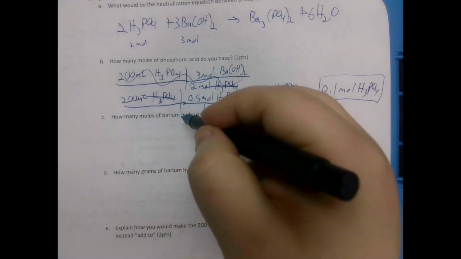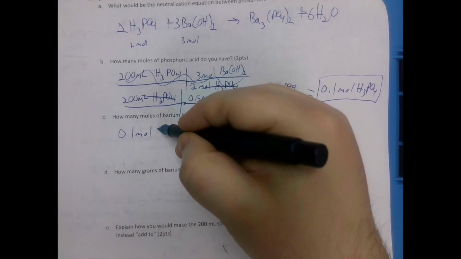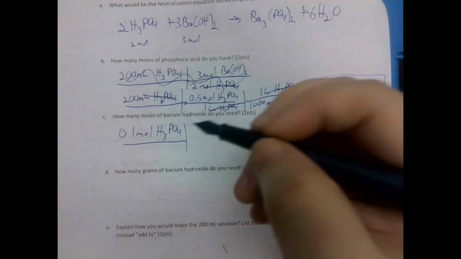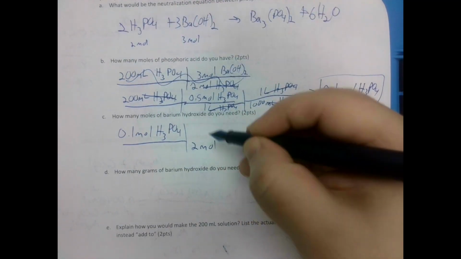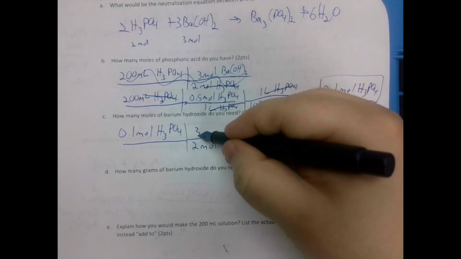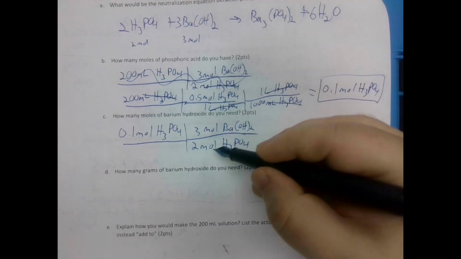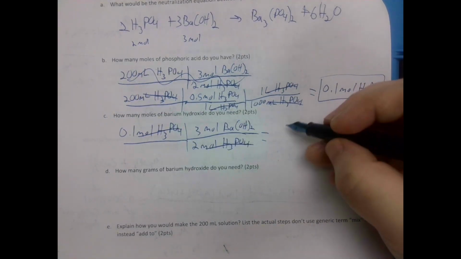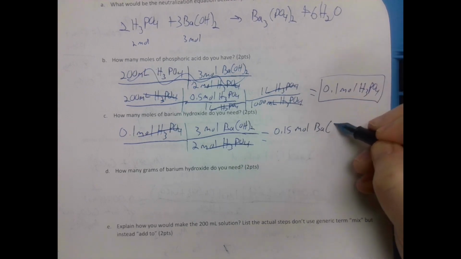So how many moles of barium hydroxide? Start with what we know. We know this ratio, 0.1 mole of H3PO4 phosphoric acid. We know the ratio is 2 mole of acid to 3 mole of base. This mole cancels out this mole, giving us 0.15 mole of barium hydroxide.